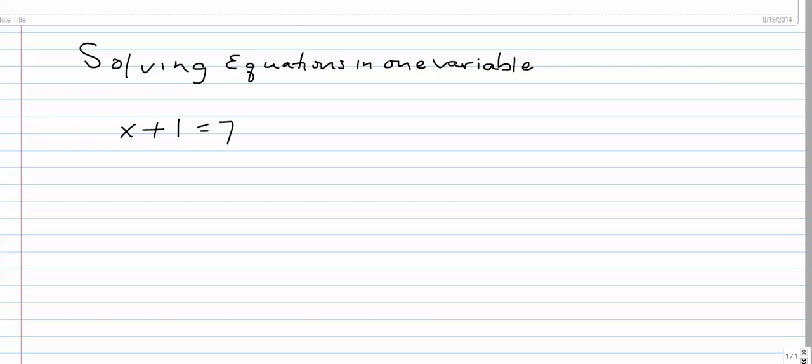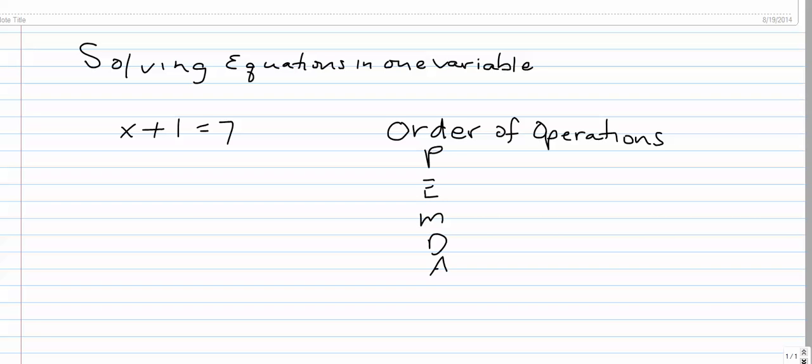And if you remember order of operations, I know from my students in the past, they remember the acronym PEMDAS, and you have to excuse my handwriting. But the P, if you remember, stands for parentheses. I like to call them grouping symbols. E stands for exponents. M, multiplication. D, division. A, addition. And the S is for subtraction.